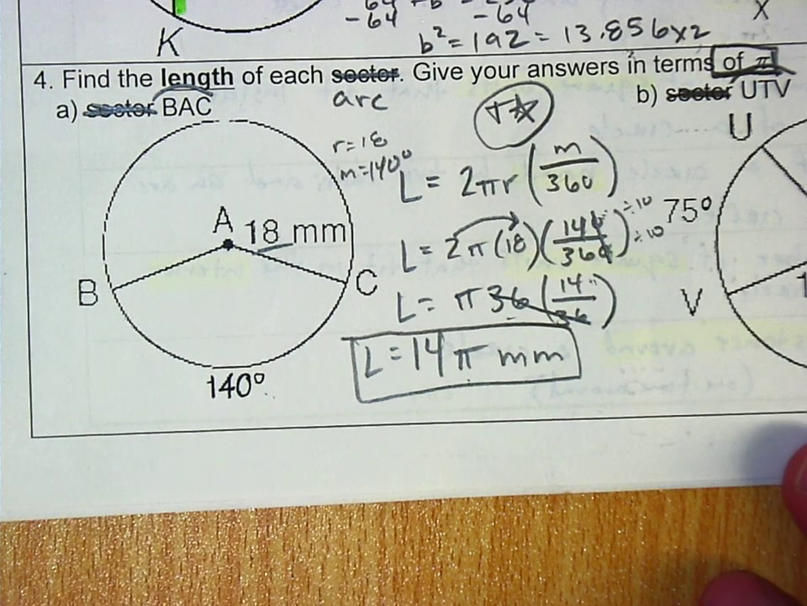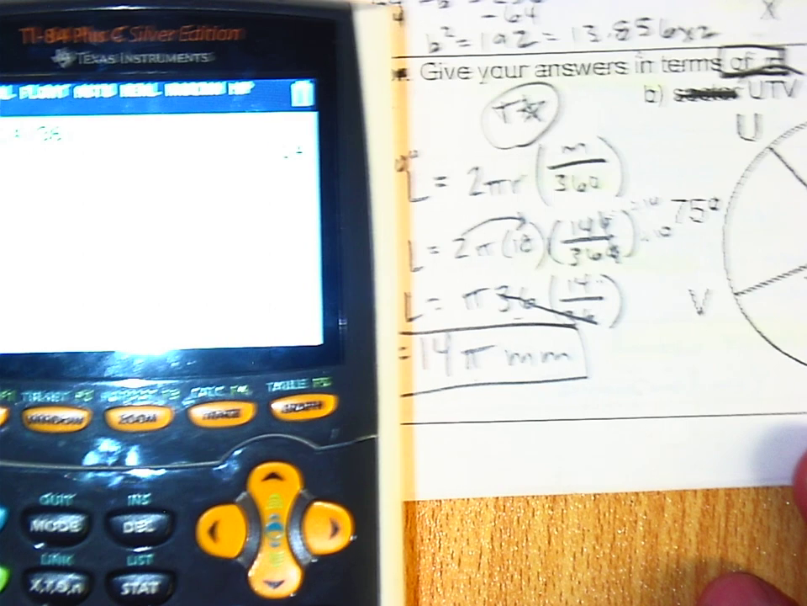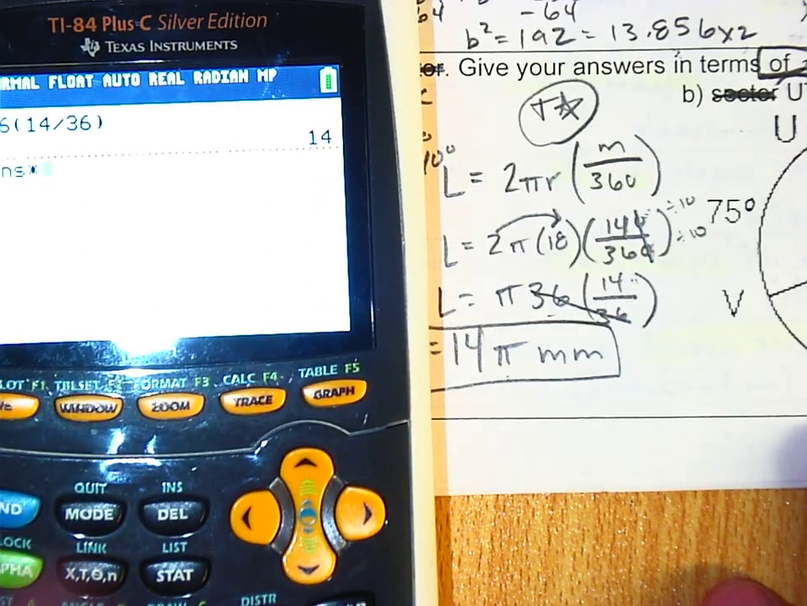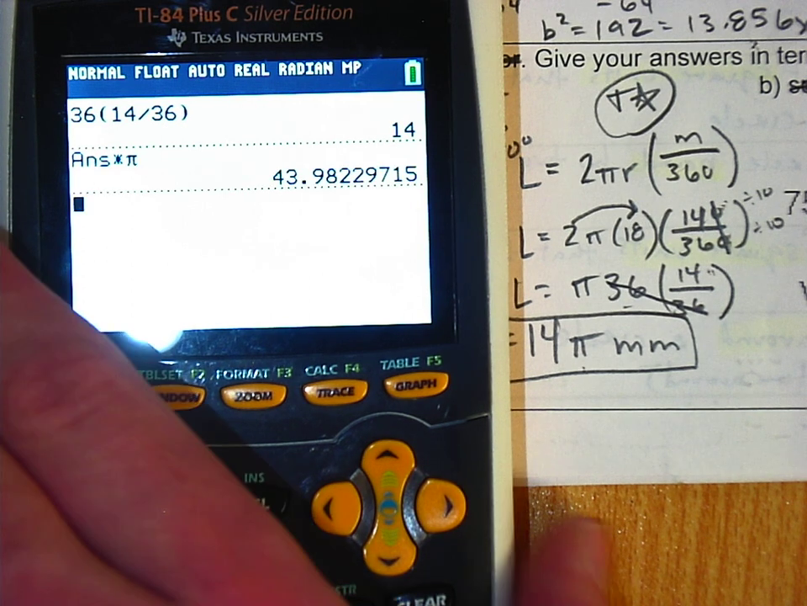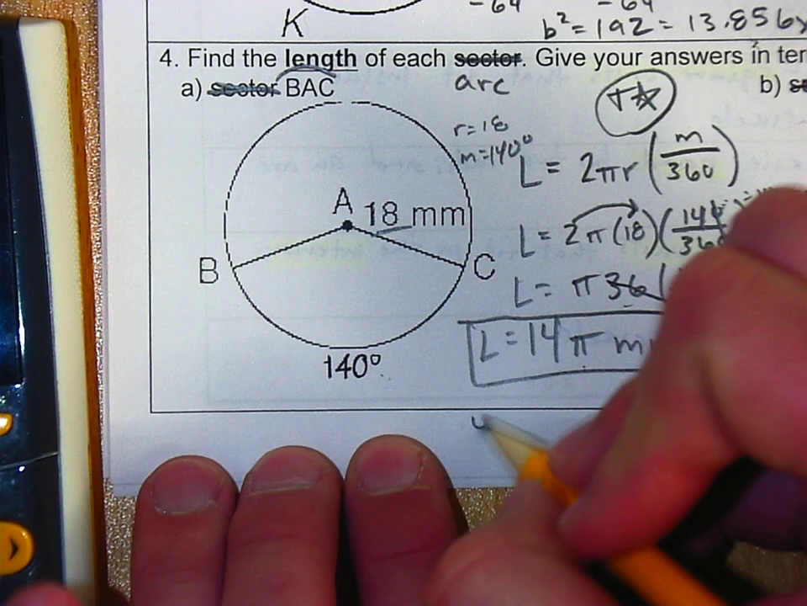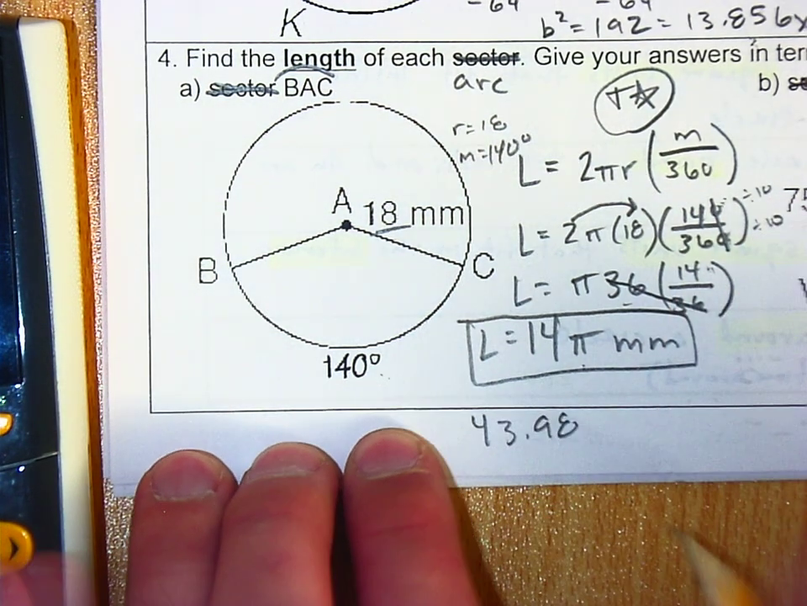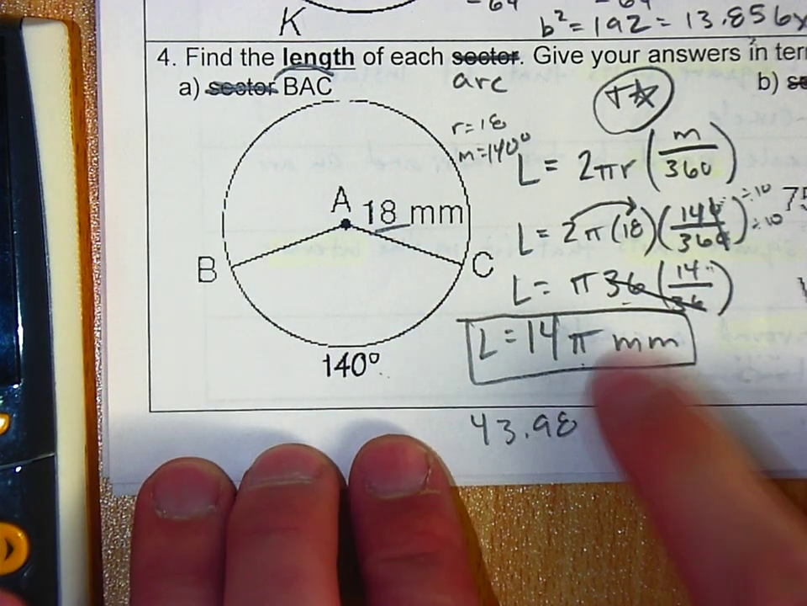Now if they asked us to round, all we would do is take that answer and do times second pi. Just hit the times button, times second pi. And if they asked us to round, we would get something like 43.98, but they didn't ask us to do that, so our answer is 14 pi.